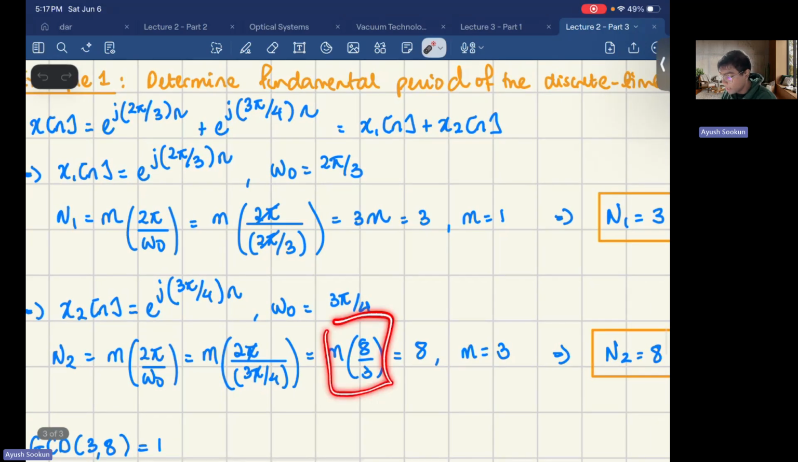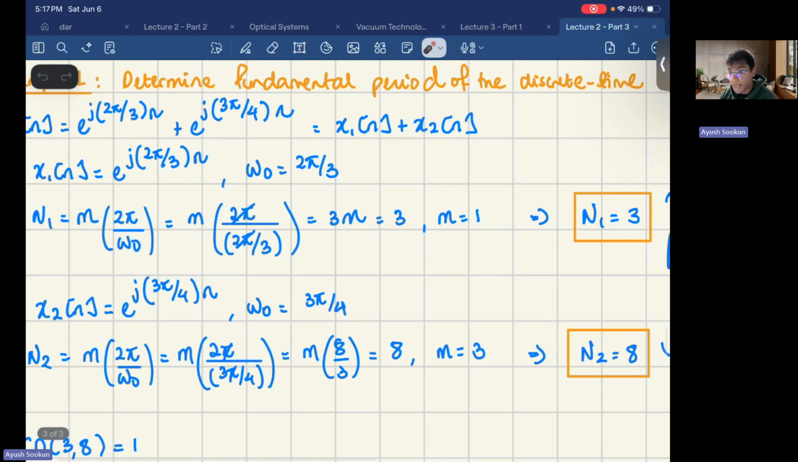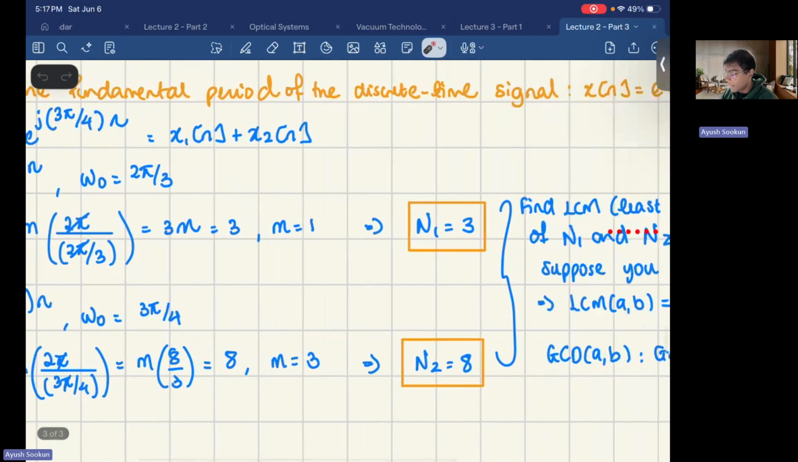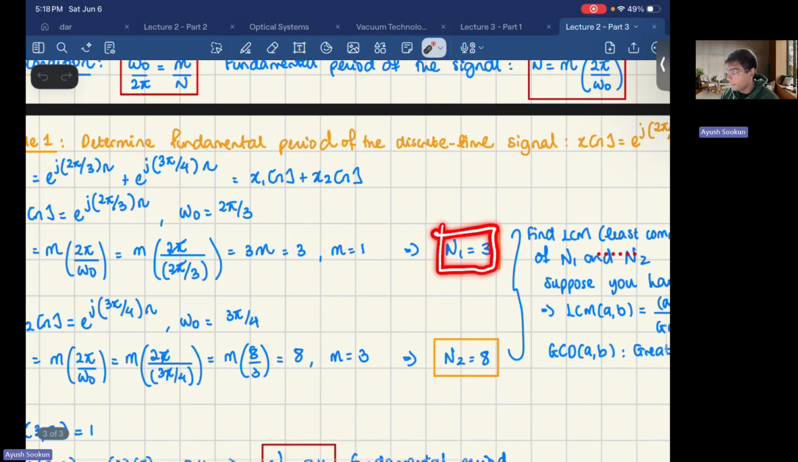This is your n2. And now you want to pick the value that makes n the smallest value possible, right? In this case, if m is equal to 3, then you have 8, which is the smallest value possible. So n2 is equal to 8 when m is equal to 3. Now, notice you have two periods, n1 and n2, but you want to find the overall fundamental period of your complete function x of n. So how are we going to do this?